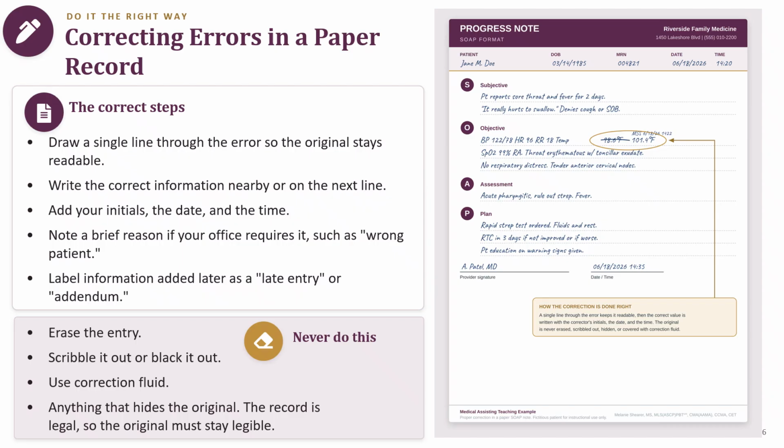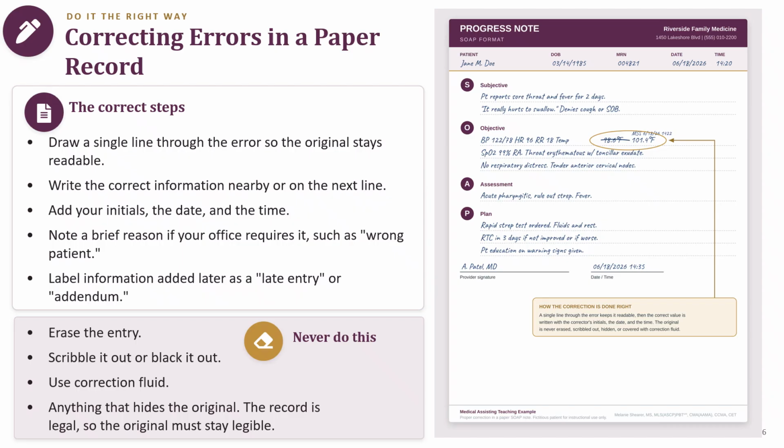Third, and this is the part people forget, add your initials, the date, and the time of correction. Fourth, if your office requires it, note a brief reason, such as wrong patient or wrong chart. And fifth, if you are adding information after the fact, label it clearly as a late entry or an addendum with the current date and time.